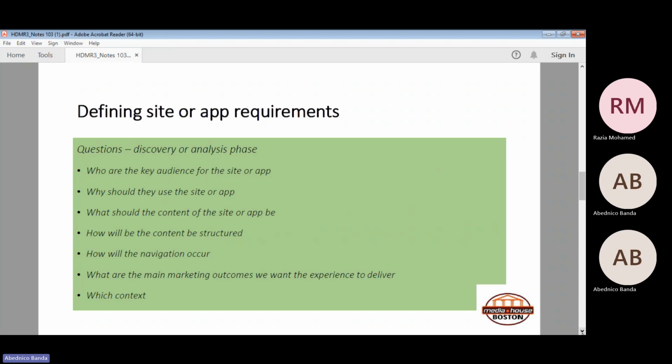Who are the key audience for the site or app? So remember, here you are looking at usability. We are going to talk about usability in detail, but what you need to ask yourself is that if my key audience are old people, it means that I need to make the website as simple as possible, because most old people are not digital natives. Remember, at the beginning of the year, I explained to you guys what digital natives are and digital refugees.